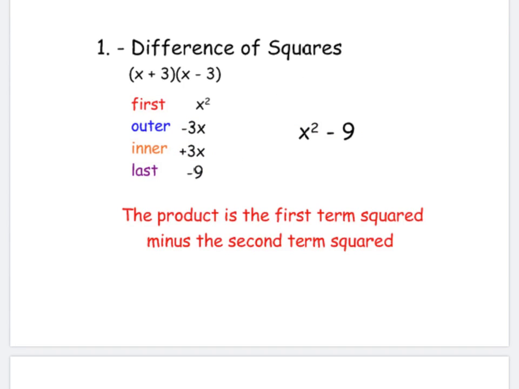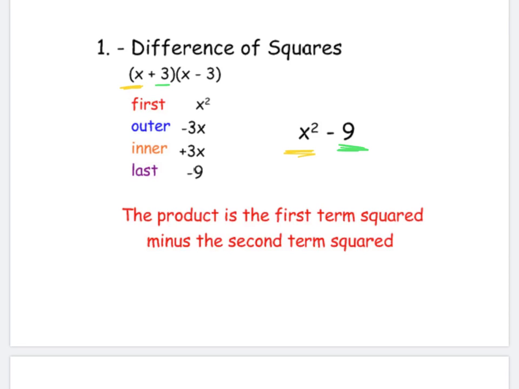So the quick way of doing a difference of squares is this. The product is the first term squared. So I would have taken my first term, which is the x, and squared it, which would have given me this. And then minus, because the signs are different, so it gives you a negative. And then it's the second term squared. So the second term is 3. 3 squared is 9. And it's always going to be minus because one's going to be positive, one's going to be negative, so we'll always make that a negative.